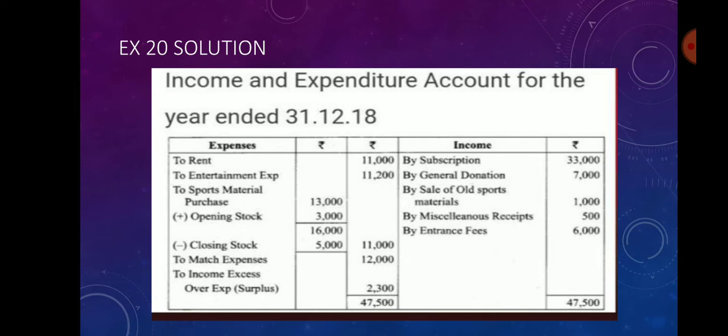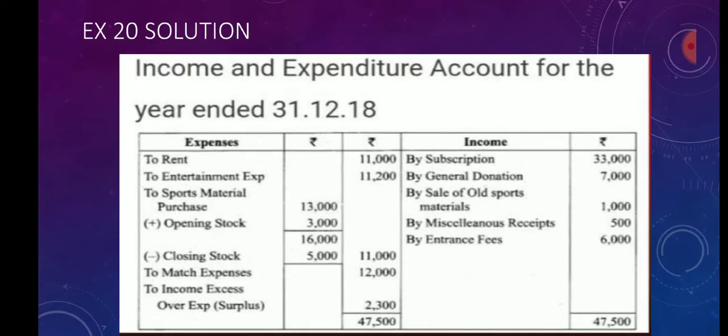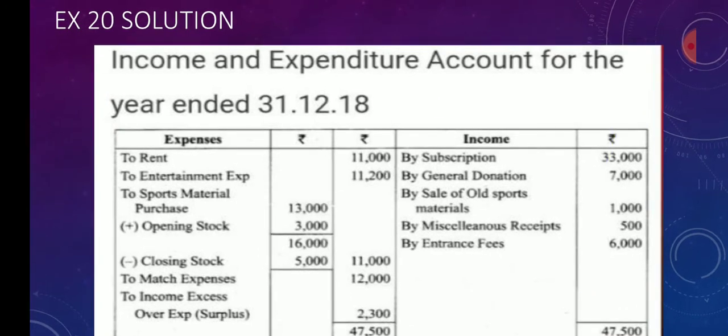First we will come to the income side. By subscription 33,000. By general donation 7,000. By sale of old sports material 1,000. By miscellaneous receipts 500. By entrance fees 6,000.